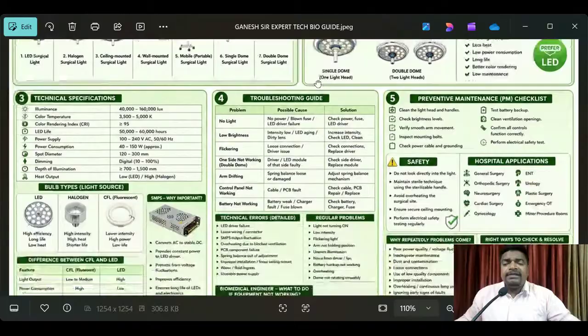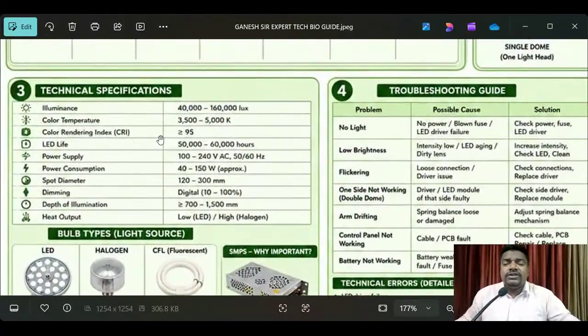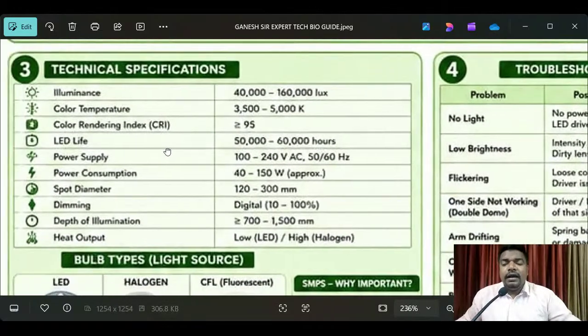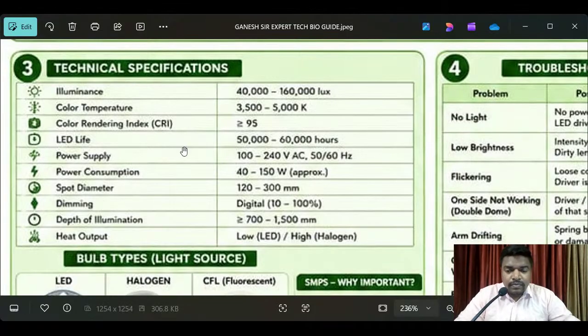Now, for every biomedical engineer, what are the important things? That is what I'm going to share here, from experience. Now I'm going to share the technical specifications. Is my voice clear? My dear engineers, I'm asking again and again because if you are facing any problem, then immediately let me know, okay?